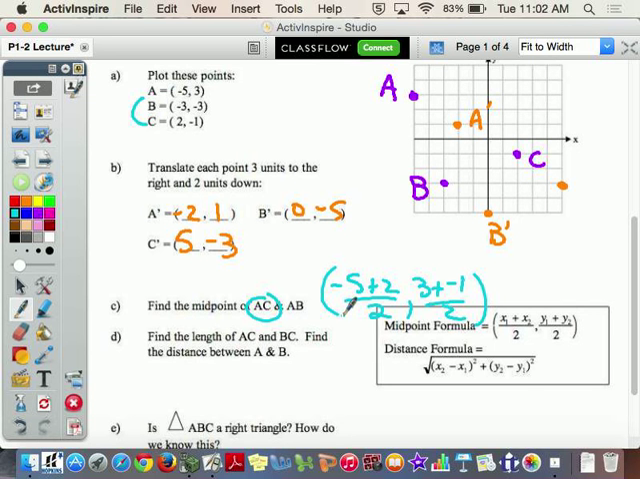So negative 5 plus 2 is negative 3. And 3 and negative 1 is positive 2, divided by 2 is positive 1. And so my coordinates would be negative 3 halves, 1. If you wrote it as negative 1.5, that's fine. Negative 1 and 1/2, that's fine. Get used to what they call an improper fraction, where it's just the 3 over the 2. That'll be a lot more useful later on in certain topics in our course.